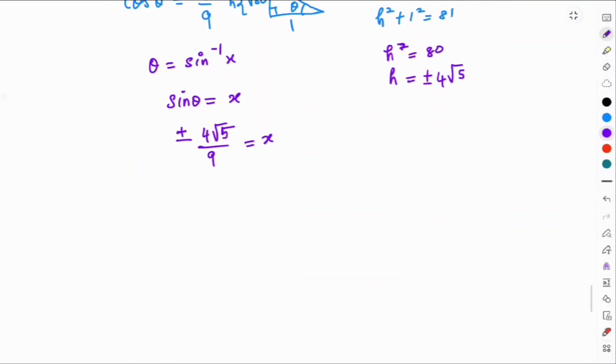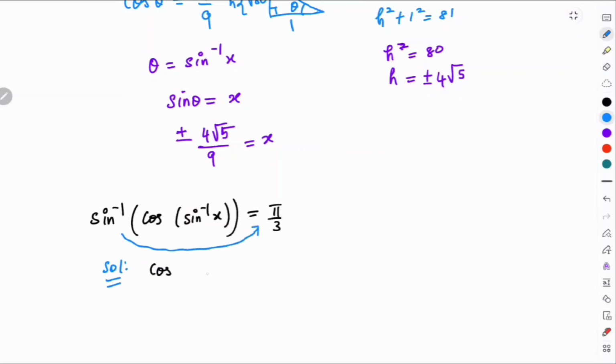So moving forward to the next question, we have the question as sine inverse of cos of sine inverse of x, which is equal to pi by 3. So now what you can write, this sine can go over here, cos of sine inverse x is equal to sine pi by 3. What is sine pi by 3? Sine pi by 3 is nothing but root 3 by 2. So cos of sine inverse x is equal to root 3 by 2.